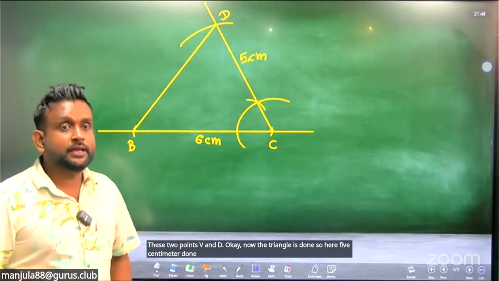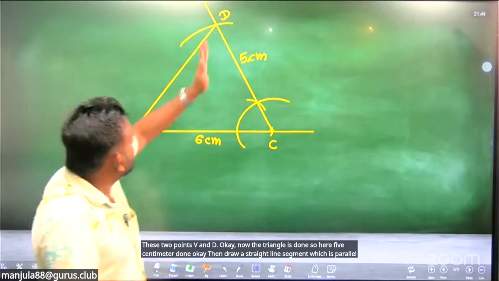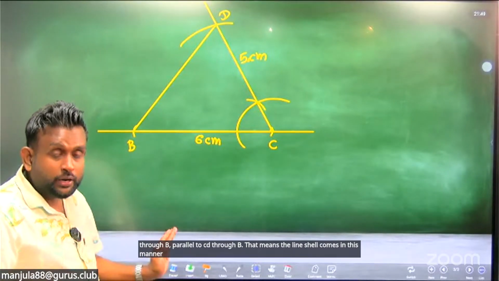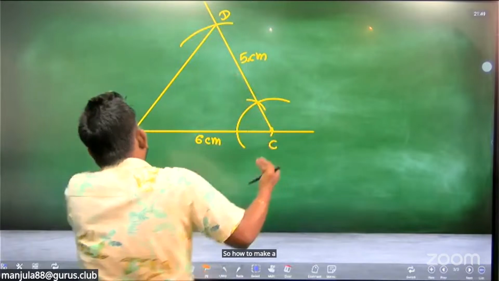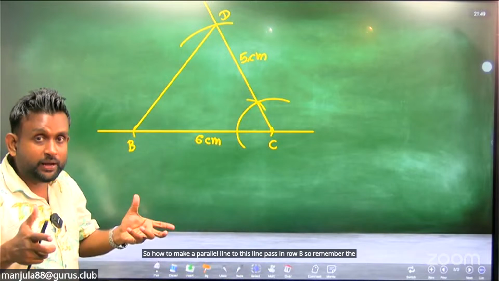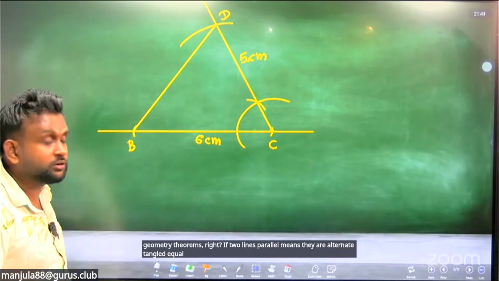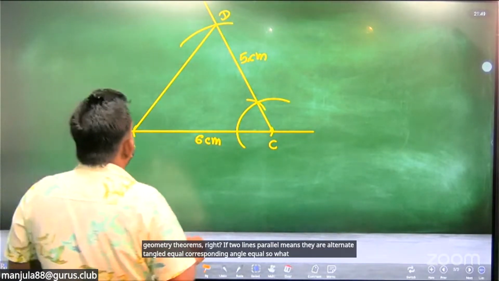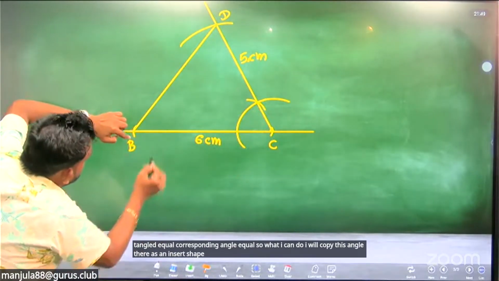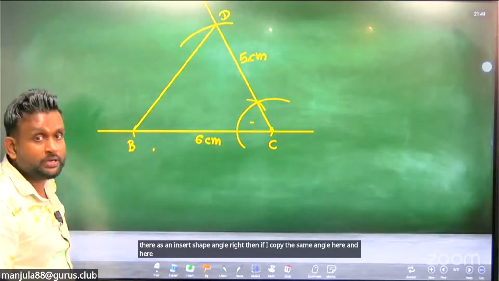Then draw a straight line segment which is parallel to CD through B. That means the line shall come in this manner. So how do we make a line parallel to this line passing through B? Remember the geometry theorems: if two lines are parallel, then alternate angles are equal and corresponding angles are equal. So what I can do is copy this angle there as a Z-shaped angle. If I copy the same angle here, then these two lines should be parallel.